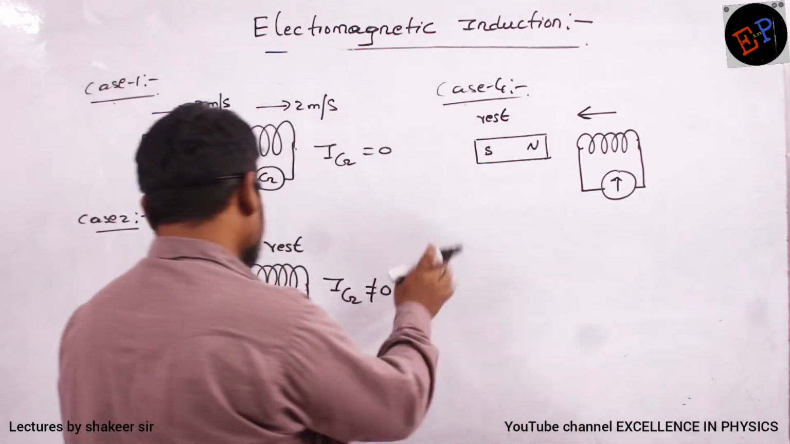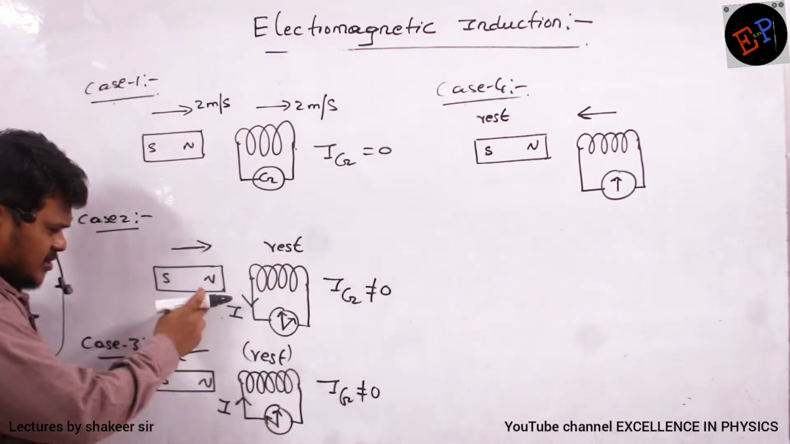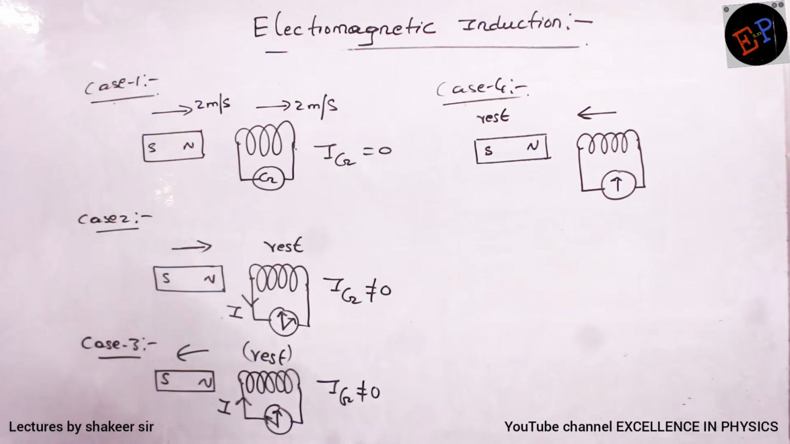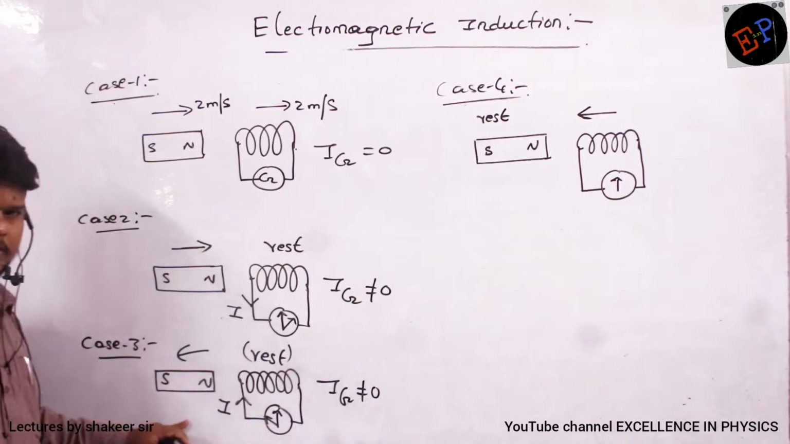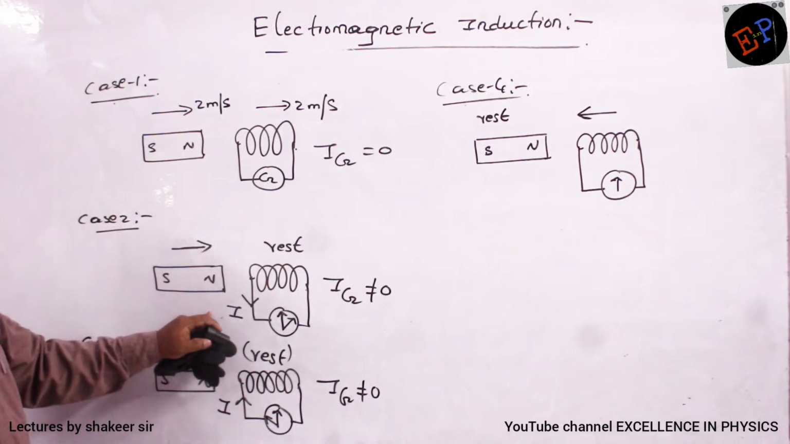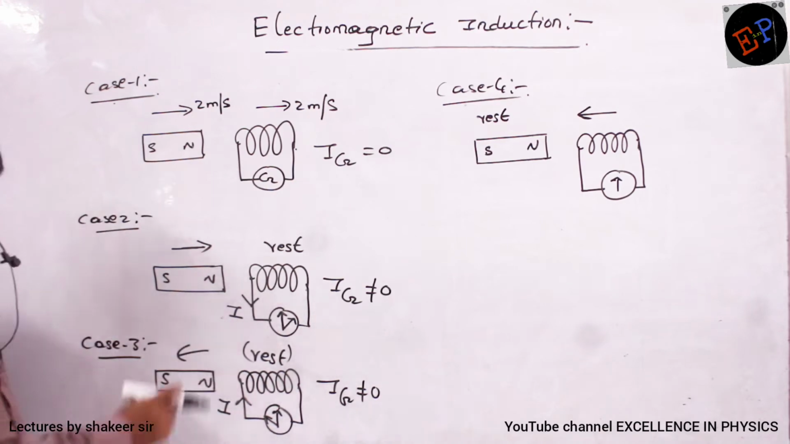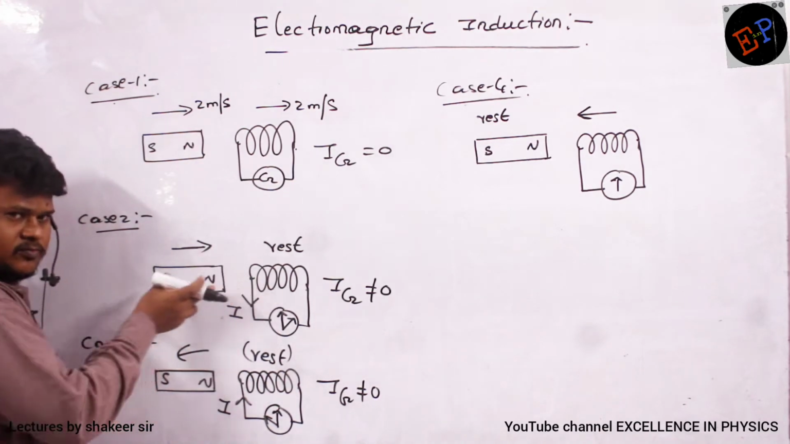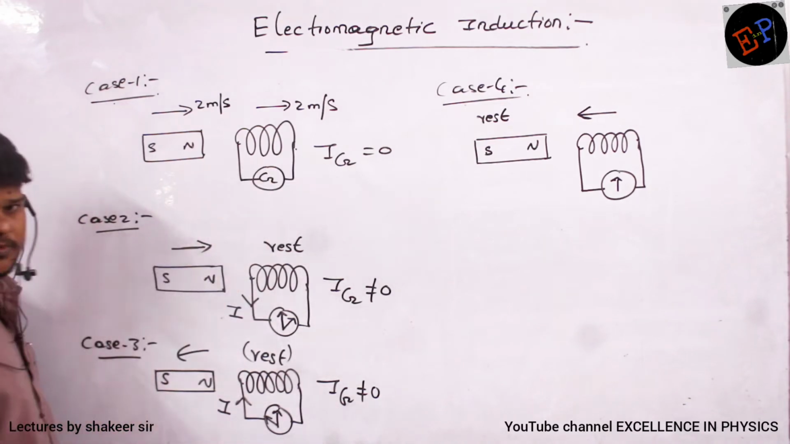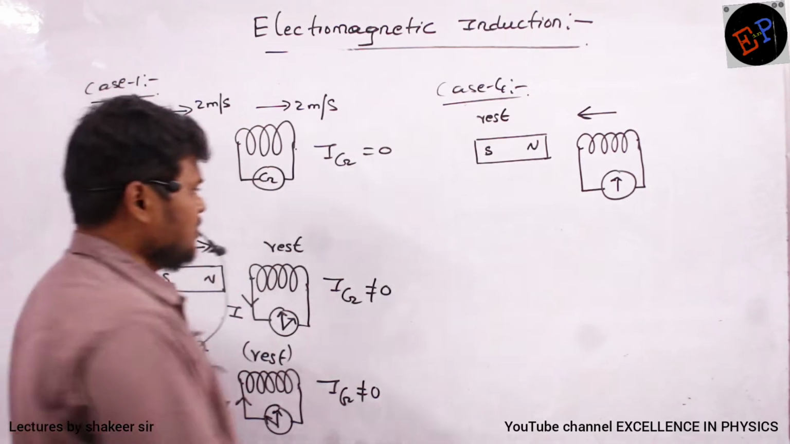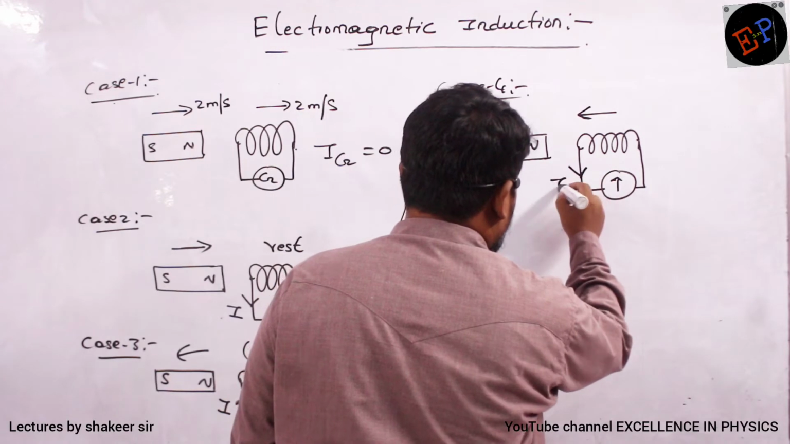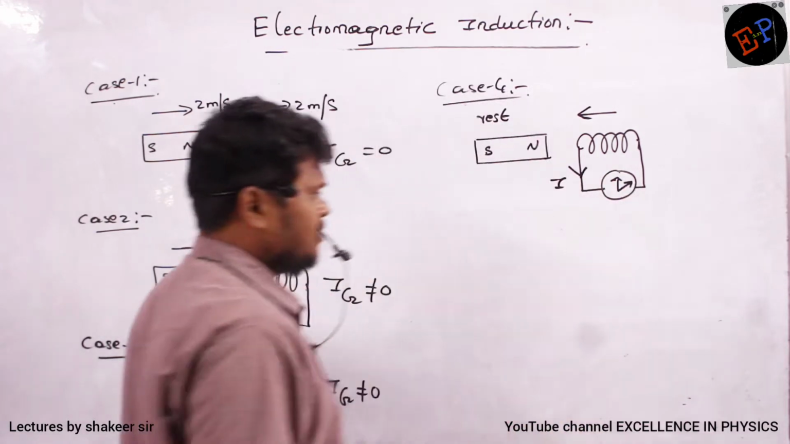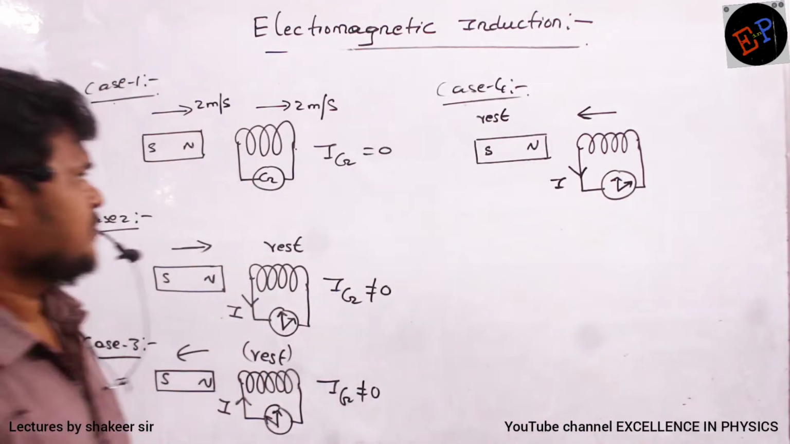Now can you say what will be the direction of current? This direction or this direction? This direction. Direction of current will be this direction. Why? Because previously here the north pole was approaching the coil, no? Now also the north pole is approaching the coil. Clear? So here this will be the direction of current, and this is the deflection of the pointer. Clear?